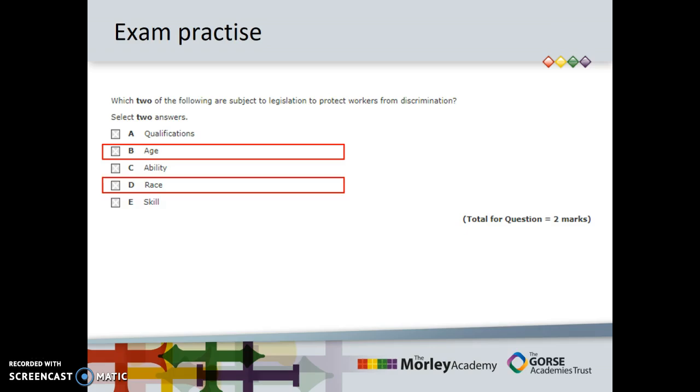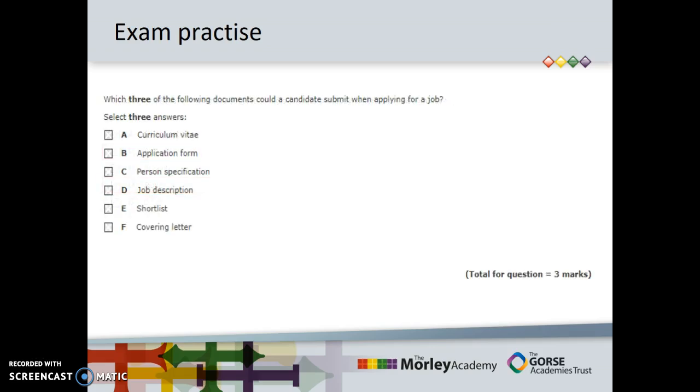Hopefully you didn't have a problem with that. Age and race. Next one. If you were applying for a job, what 3 things would you need to submit? Take a little bit of a longer look at this one.